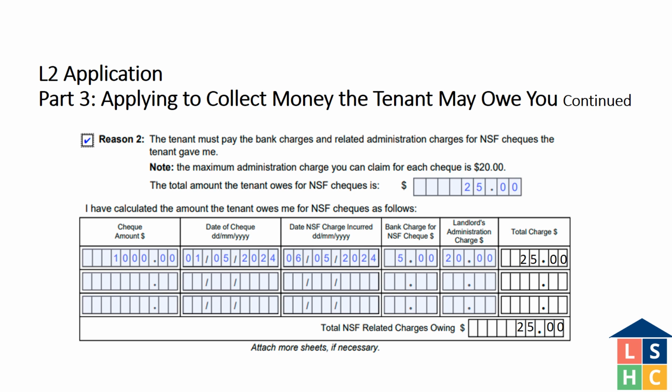If you are only applying to the Landlord and Tenant Board based on the N5 or L2, you can ask for the LTB to award you costs for any NSF charges you have incurred. Do not fill out this table if you have also filed for non-payment of rent.